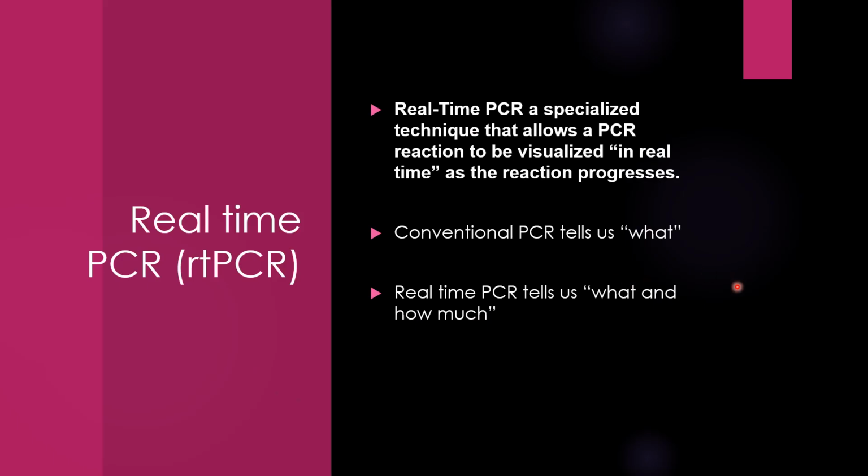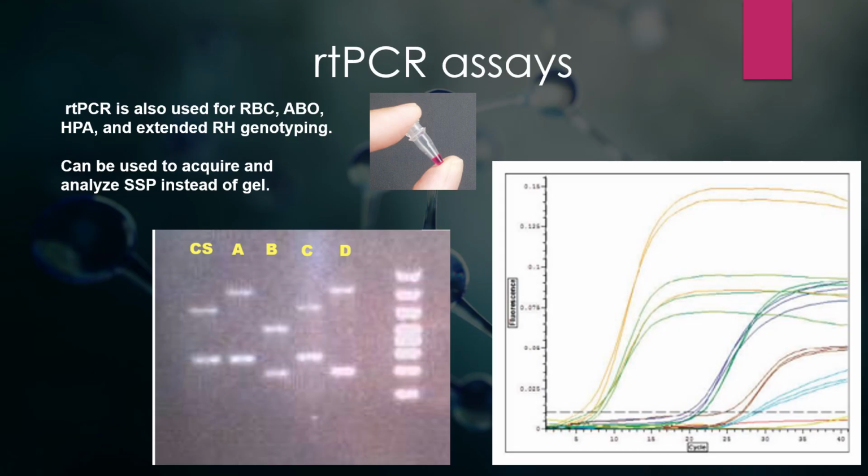Another assay that we use in blood banking is real-time PCR. Real-time PCR is useful in that conventional PCR just tells us what, and real-time PCR will tell us what and how much, because it's actually taking readings during the amplification process. So you can see how much is present. The assays that we use for real-time PCR, we don't actually use it for its quantitative nature. We use it because it's a very fast assay.